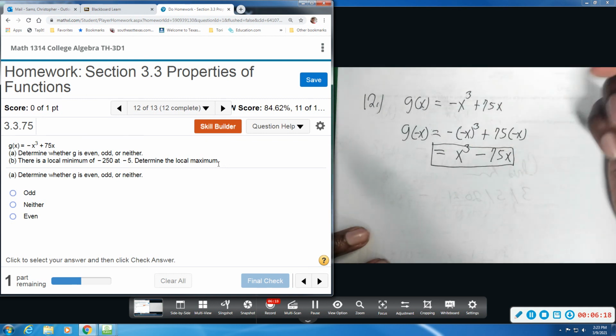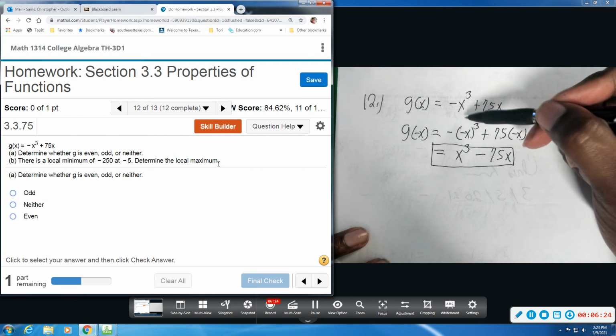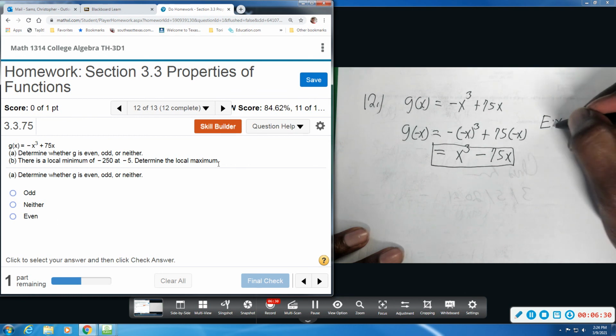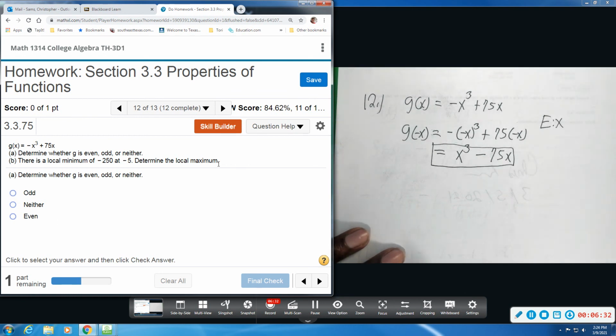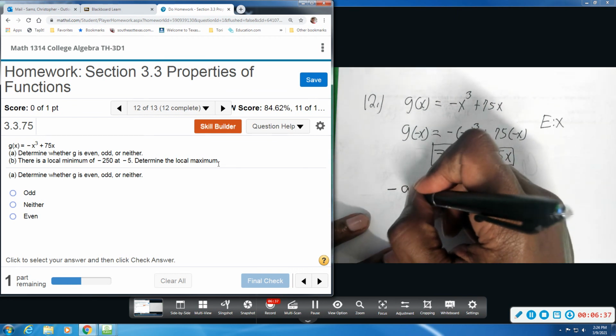So this is what we get for g of negative x. These do not match. This has a negative x cubed, this has a positive. So just based on those, these do not match, so it is not even. Put an x by even. It's not even. Okay, so now we're going to find negative g of x.